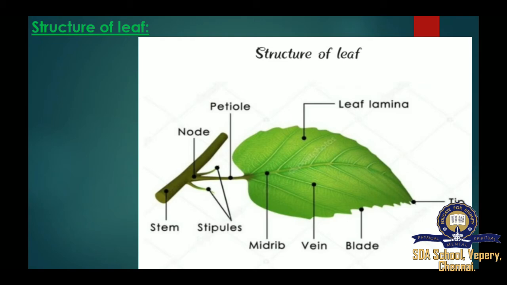The leaves have three main functions. Leaves make food for the plant by photosynthesis. The leaves get rid of excess water from the plant through transpiration. The leaves also carry out the process of transpiration in plants.